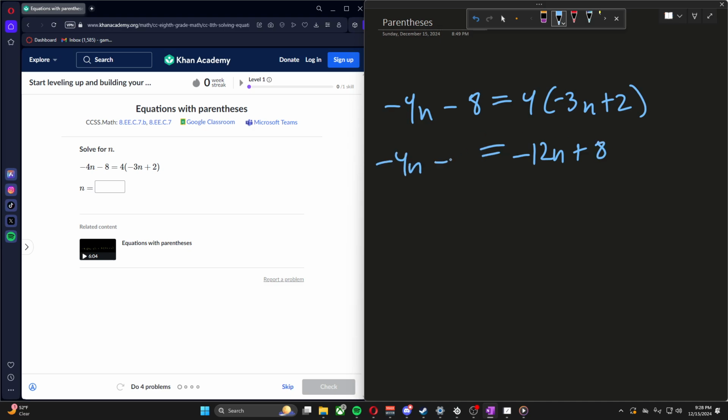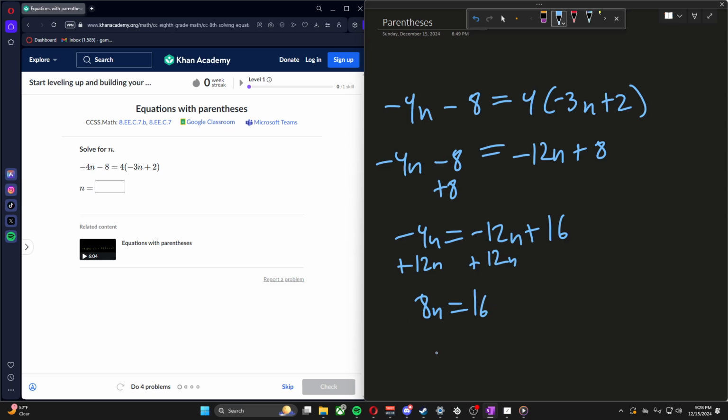And then from there, that has now become a simple algebra problem. We now just have to isolate n. We would move 8 to the other side. So we have negative 4n equals negative 12n plus 16. We move 12n to the other side by adding 12n. And then we have 8n equals 16. Divide by 8 on both sides to isolate n. And your final answer would be n equals 2.